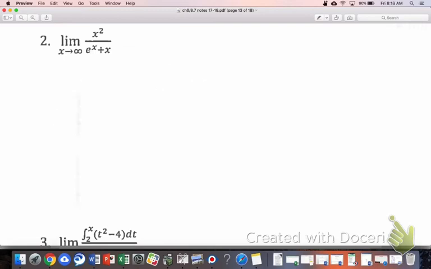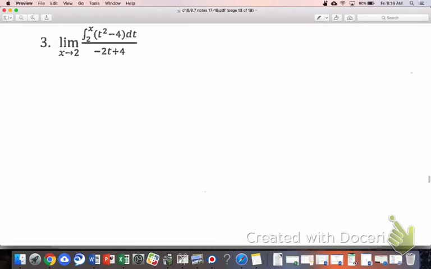Love number 3 because number 3 allows us to combine at least two concepts into one. So let's do this one together. Let's just talk it through a little bit. Do this mentally. You don't have to write out all the details here. If you apply that limit as x goes to 2, and we try this whole direct substitution thing, what happens in the numerator? Because it's the integral from 2 to 2. So if you've got the integral from 2 to 2, it really doesn't matter what the integrand is. The answer is just going to be 0. So the numerator is 0. And the denominator is negative 2 times 2 plus 4. It's 0, right?